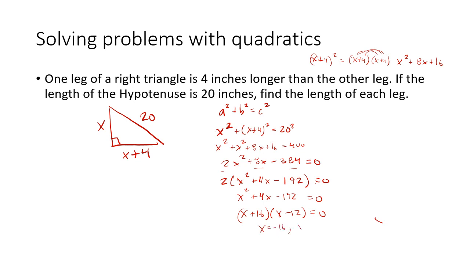negative 16 or x could equal positive 12, but it can't be negative 16. It would have a negative side length, which doesn't make sense. So my small side length is 12. My other side length would actually be positive 16 here. So 12 and 16 are my two legs. This is actually a 12, 16, 20 right triangle, which of course is a multiple of a 3, 4, 5 right triangle. So yeah, those are the leg lengths.